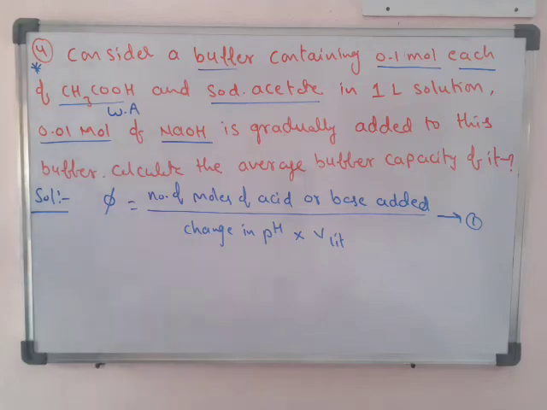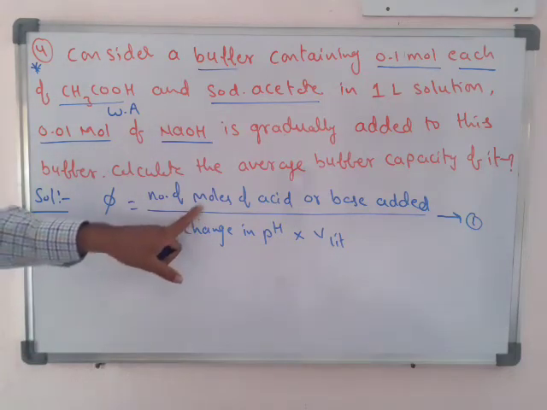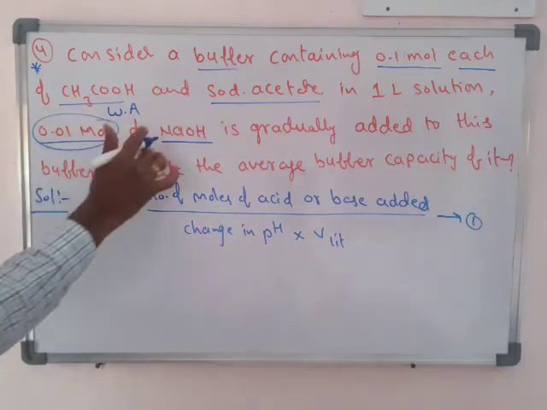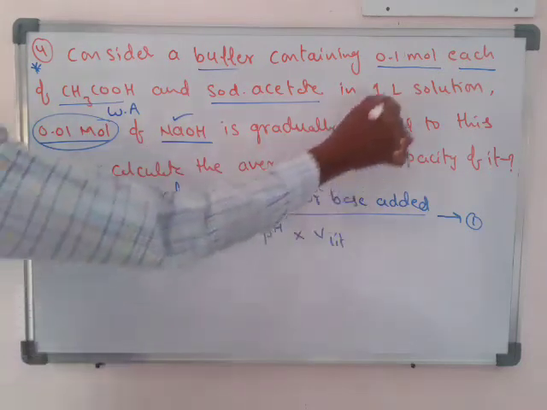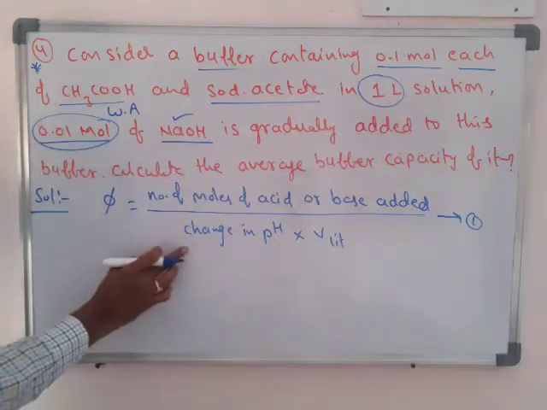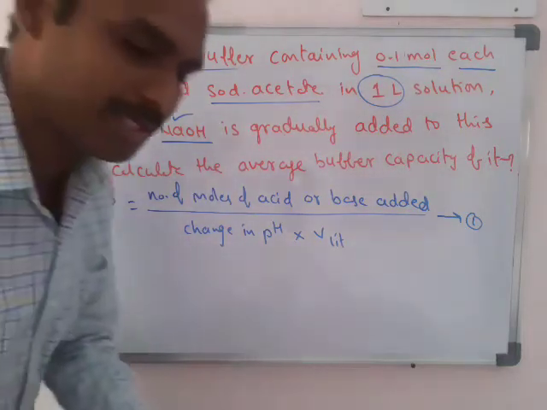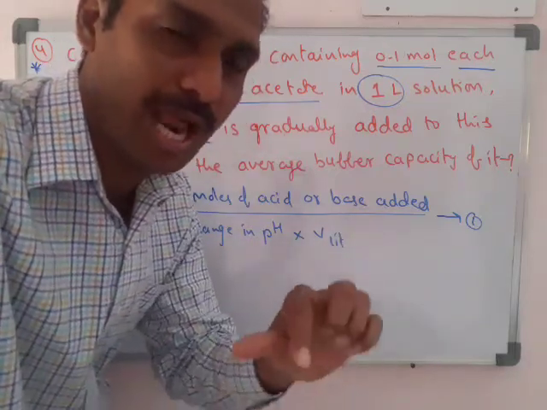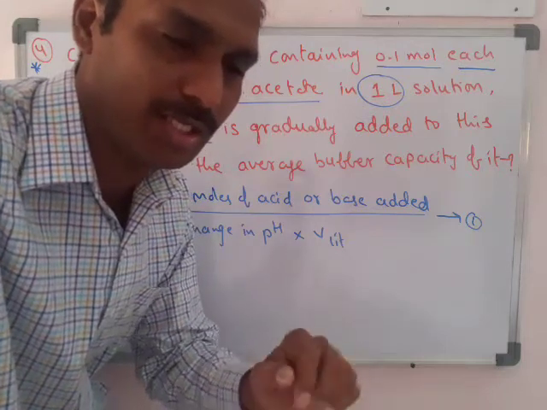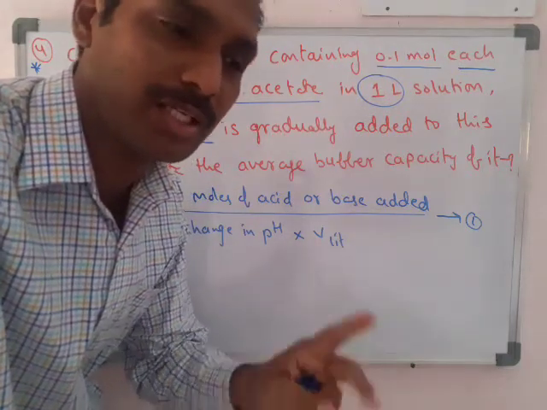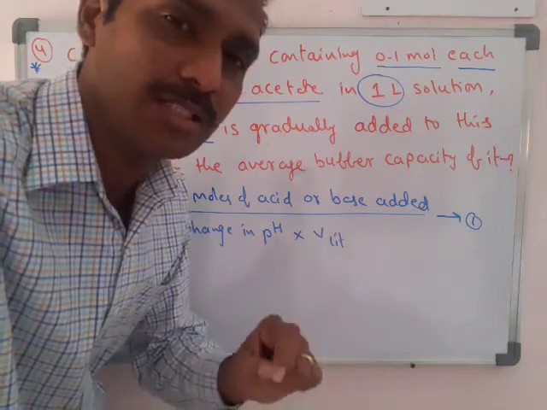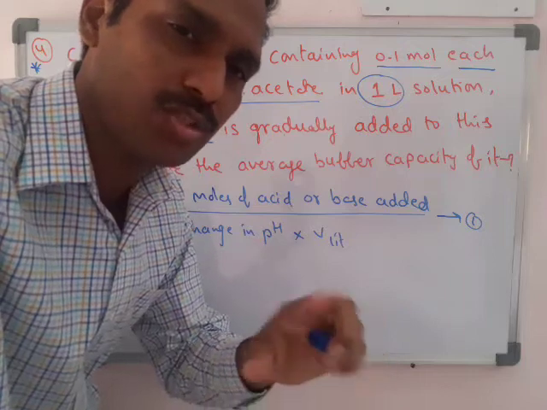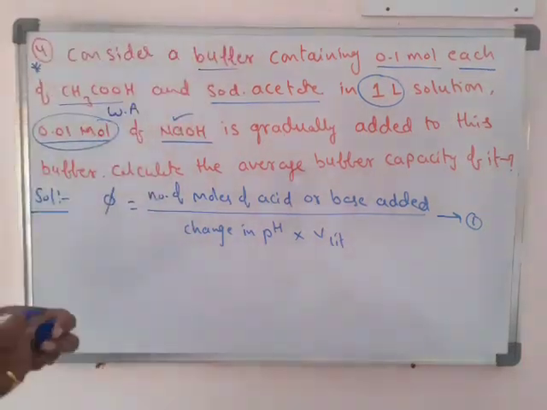Here the main important thing is we don't know the change in pH. We know the number of moles of acid or base, 0.01 moles of base, we know that. The volume is also given, 1 liter. But we have to know the change in pH. Means we have to find the initial pH, that is, the pH before adding 0.01 mole of NaOH, and the pH after adding. So 2 times we have to find the pH for this buffer solution. Then we know the change in pH, then substitute in equation 1.